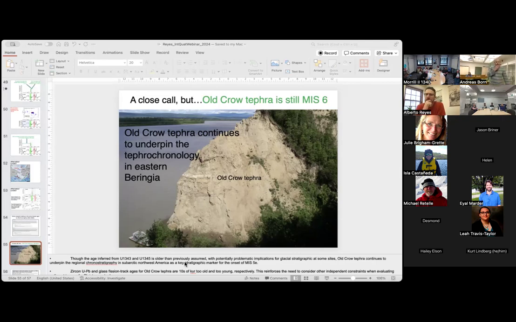I just have a question about your paper from 2022, where you came up with the age estimate of 159 plus or minus 8,000 years. Would you say that that is now the most accepted age of the tephra? Yeah, I mean, that's the age that I kind of have to go with.